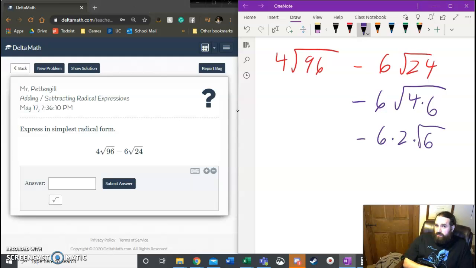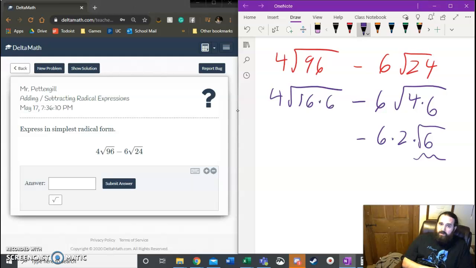Probably these two things, when I simplify them, will have the same radicand, or number under the radical. So this number will probably be the same. So I'm just going to go, hey, what's 96 divided by 6? And when I ask myself that question, I get, well, 16. So, okay, 16, is that a perfect root? Yeah, perfect square.